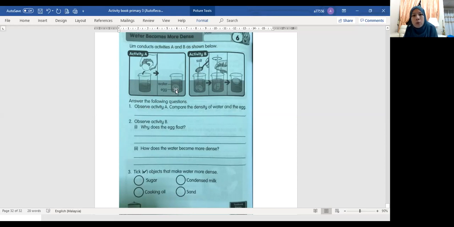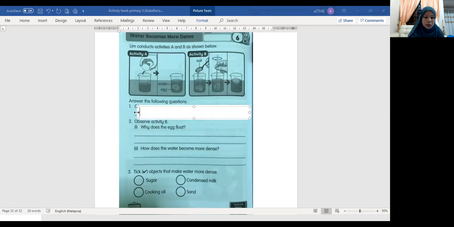Now why does the egg sink? The egg sinks because it is more dense than the water. So the egg sinks because it is more dense than water. This is the answer.